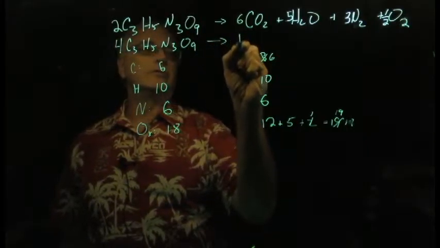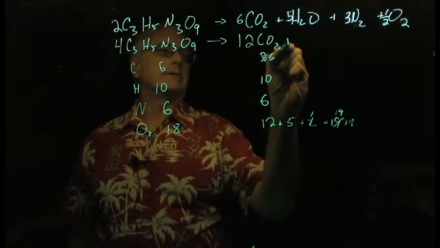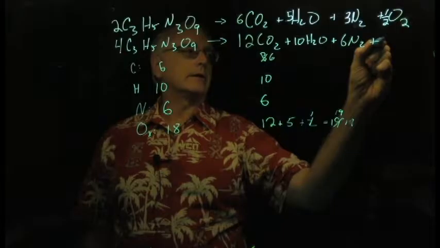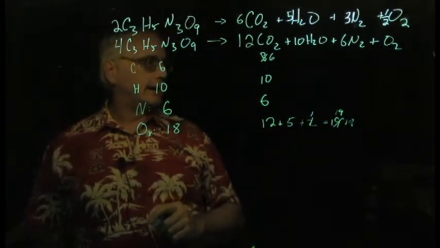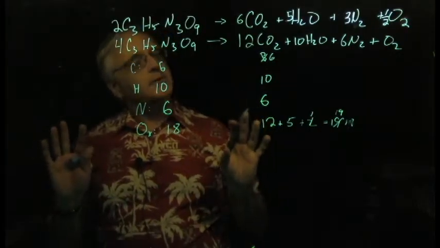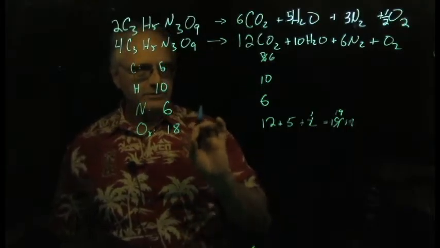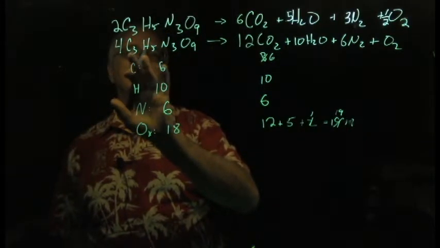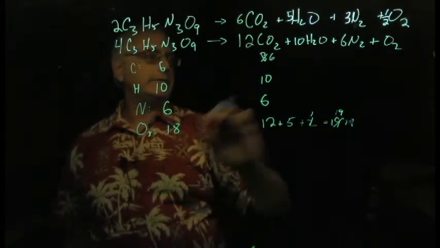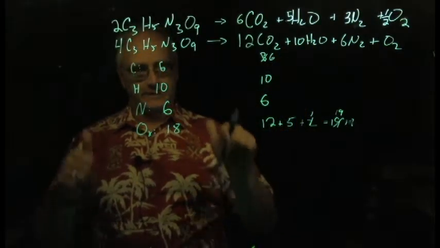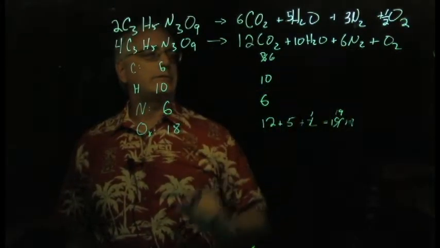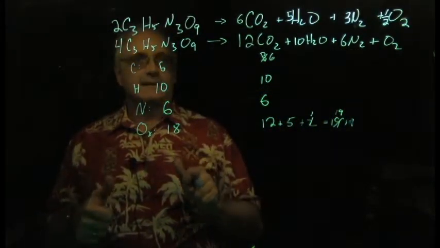C3H5N3O9 produces 12 carbon dioxide molecules, 10 water molecules, 6 nitrogen molecules, and 1 oxygen molecule. Now, I go through and I check my balancing once again. With something complicated like this, it's always a good idea just to make sure everything worked out. 4 times 3, 12 carbons, 12 carbons, yes. 5 times 4, 20 hydrogens, 10 times 2, 20 hydrogens, yes. 4 times 3 is 12 nitrogens, 6 times 2 is 12 nitrogens, yes.